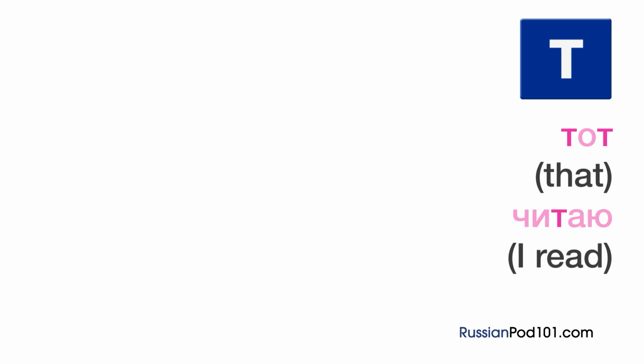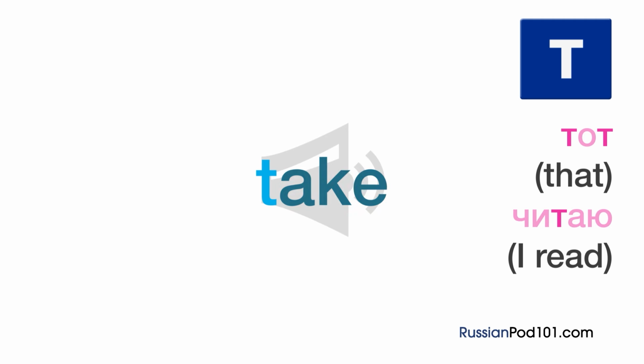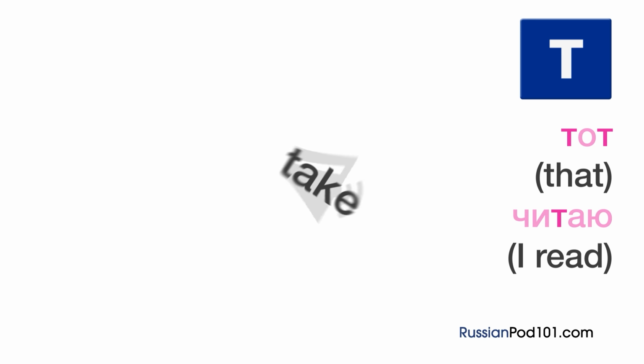The first consonant is Т. This is like the T in the word take, except in Russian, the T sounds a little heavier. Stress this consonant more than you would in English by flattening the tip and blade of the tongue against the upper teeth. The tip of the tongue should touch the lower teeth, while the front part of the tongue should be touching the upper teeth.